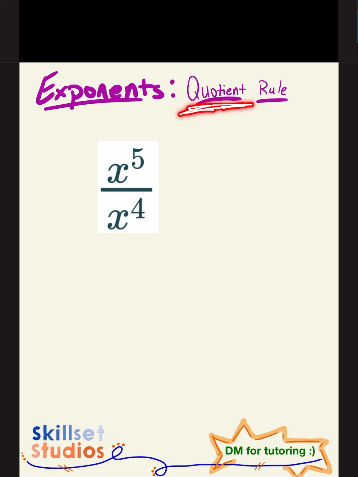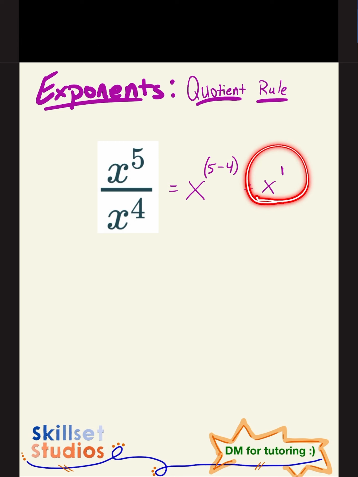The quotient rule says as long as our terms have the same base, when we're dividing, the exponents will subtract. Your base will stay the same, so in this case it will still be x. We'll just subtract the 2 exponents in order top to bottom. And 5 minus 4 is 1. Technically x to the 1 is your answer, but anything raised to the 1 is just itself, so we can just write the answer x for this one.